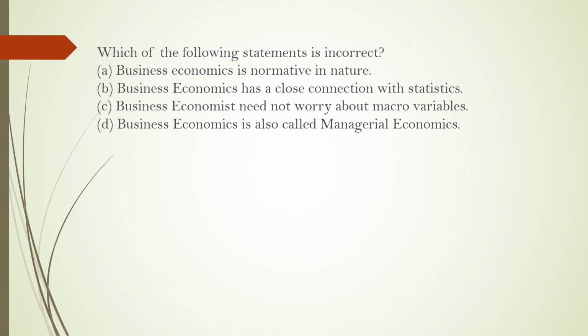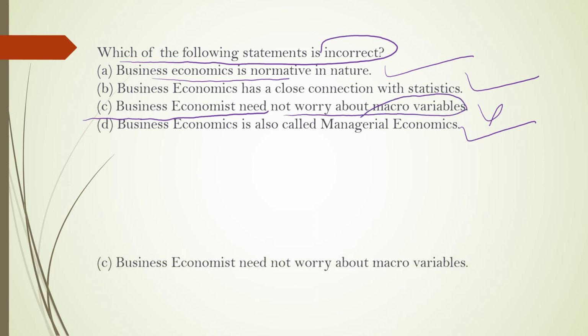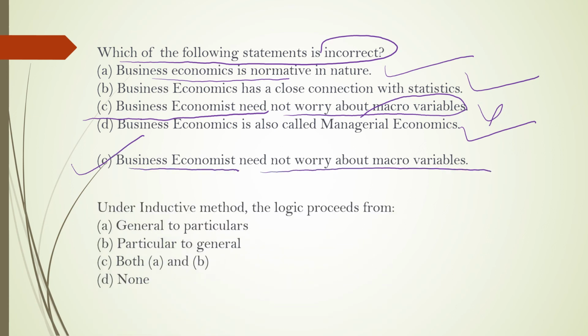Which of the following statements is incorrect? Business economics is normative in nature. Business economics has a close connection with statistics. Business economics need not worry about macroeconomic variables. Business economics is also called managerial economics. So, business economists need not worry about macroeconomic variables? No, they have to consider those also. So the incorrect statement is that business economists need not worry about macro variables.